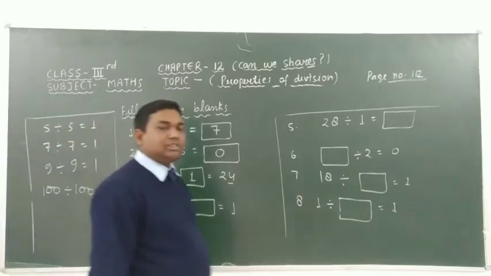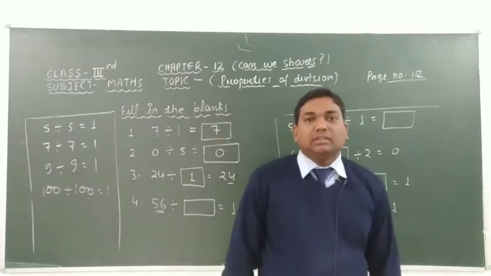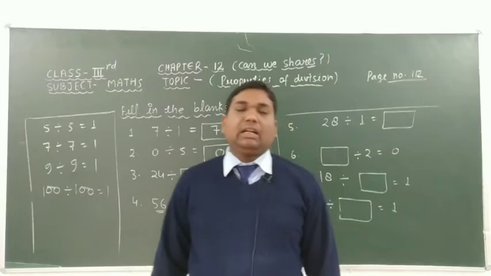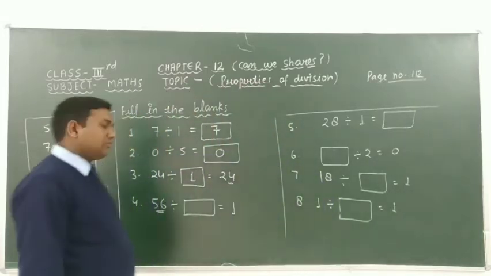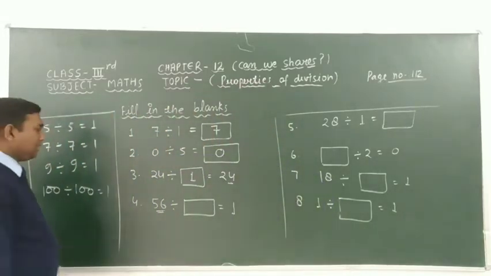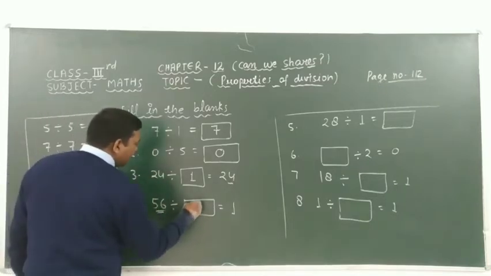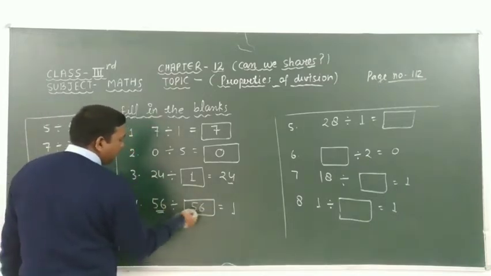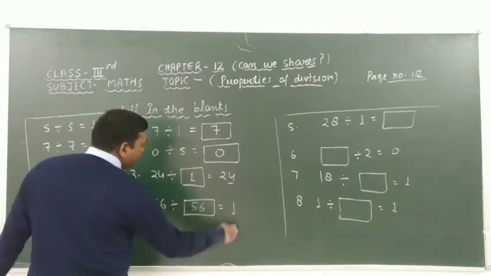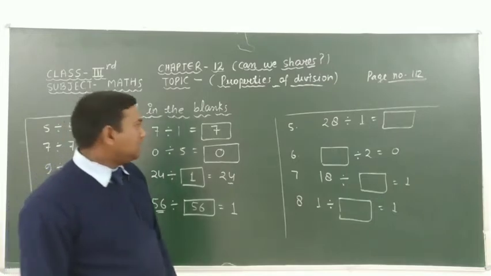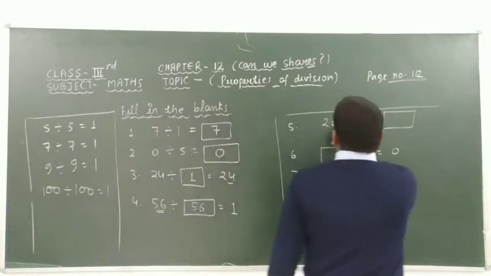Understand? Dear students, if we have to take the division of the same number, then we get the result is 1. It means that here given that 56, if we have to take the division of 56 by 56, then we get the result is 1. Understand? Okay, students, look at here carefully.